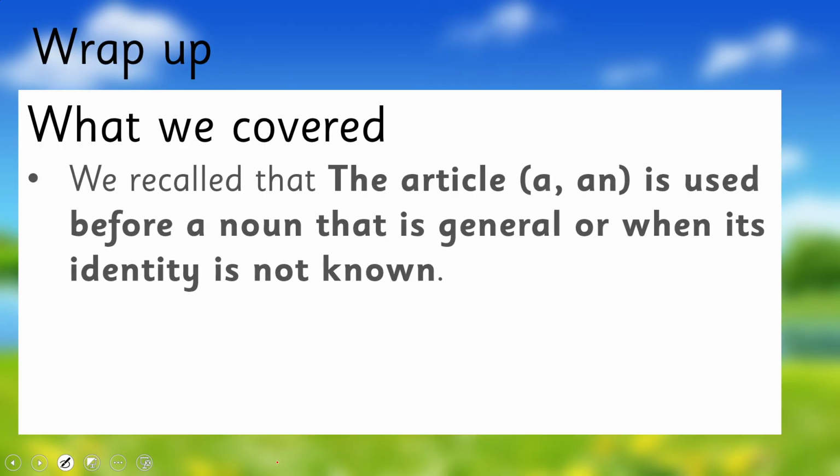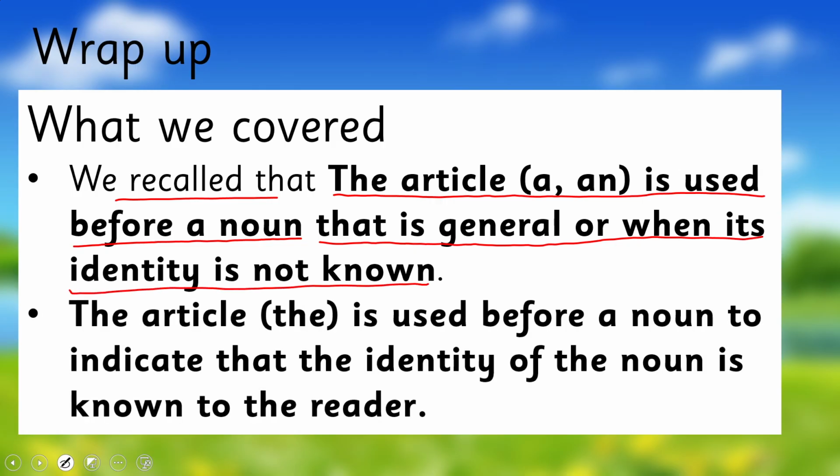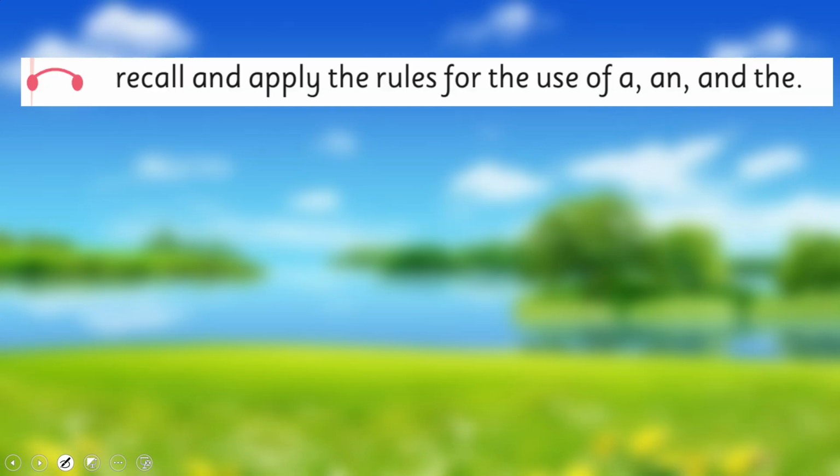So what have we learned? We recall that article "a" or "an" is used before a noun that is general or when its identity is not known. And the article "the" is used before a noun to indicate that the identity of the noun is known to the reader. So in this way, we achieved our SLO to recall and apply the rules for the use of a, an, and the.